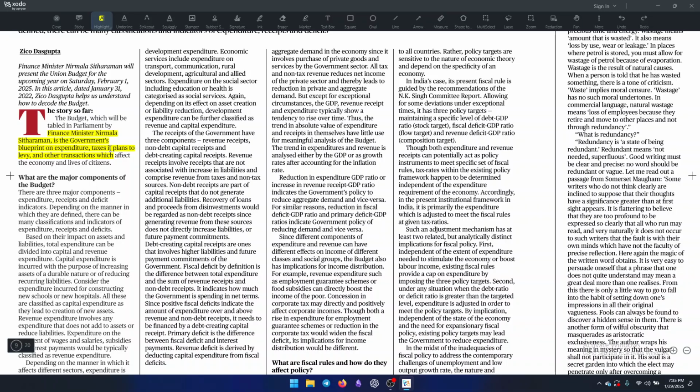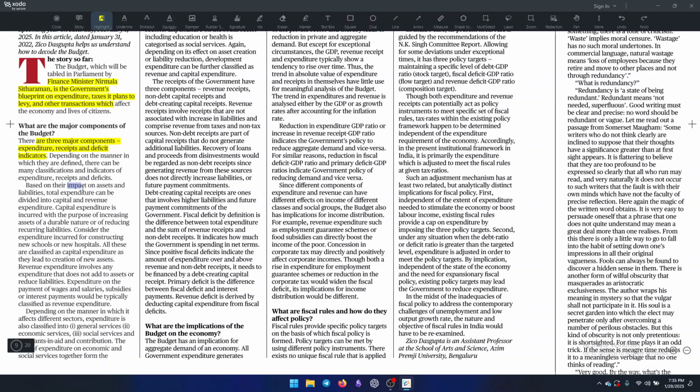What are the major components of the budget? There are three major components: expenditure, receipts, and deficit indicators. Depending on the manner in which they are defined, there can be many classifications and indicators of expenditure, receipts, and deficits. Based on their impact on assets and liabilities, total expenditure can be divided into capital and revenue expenditure.